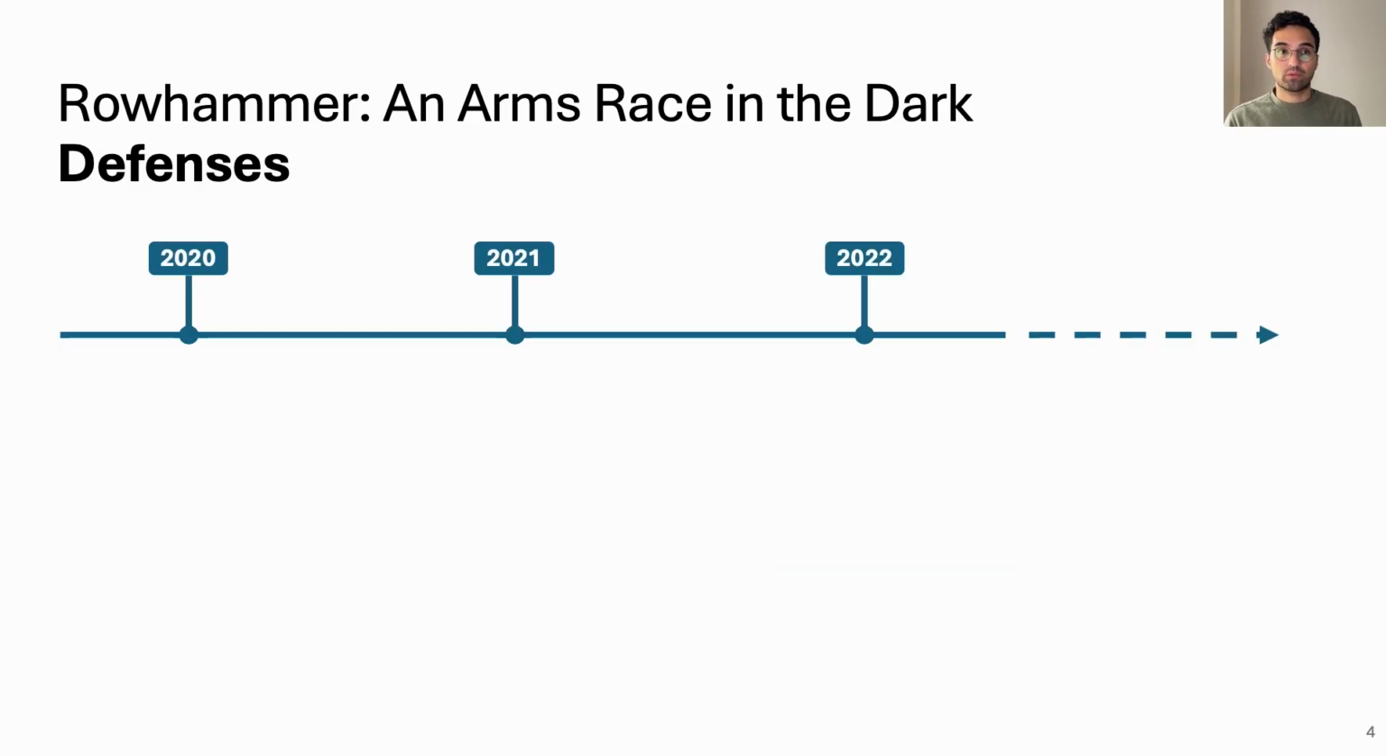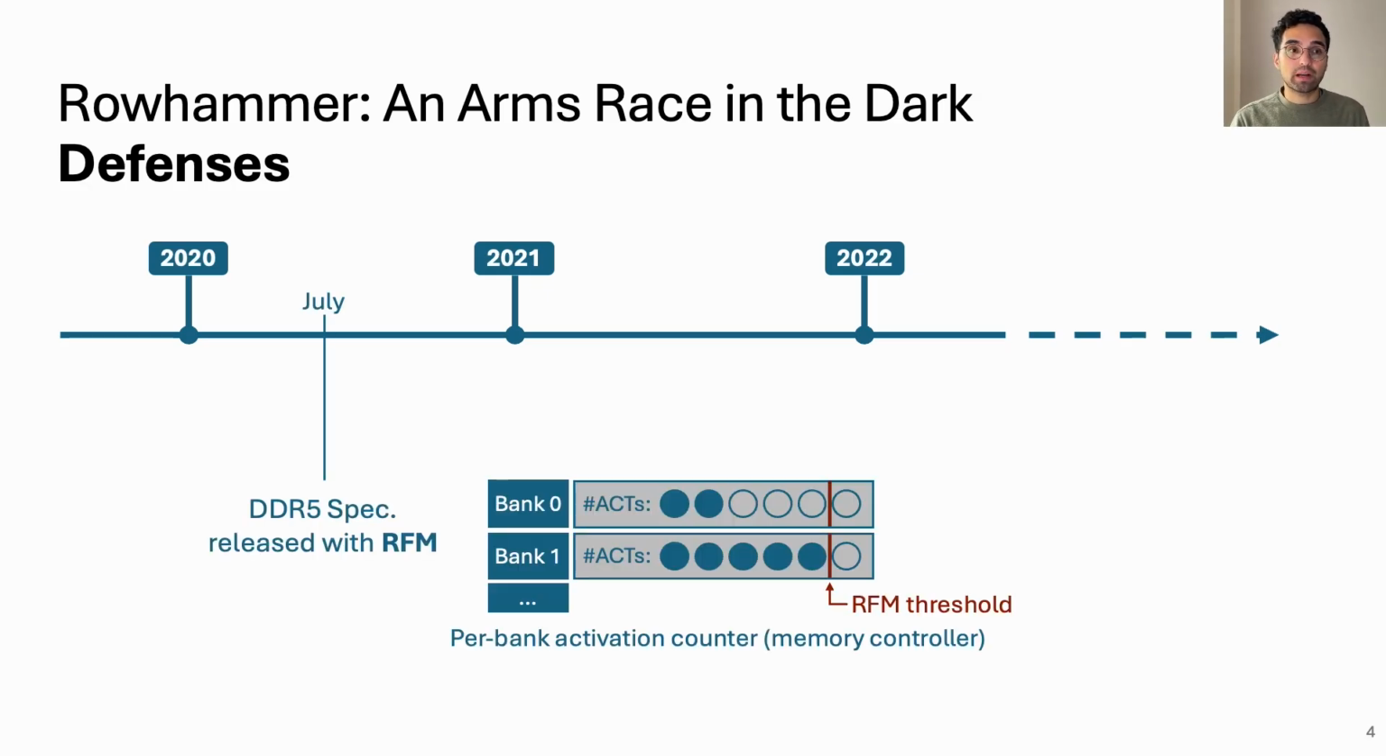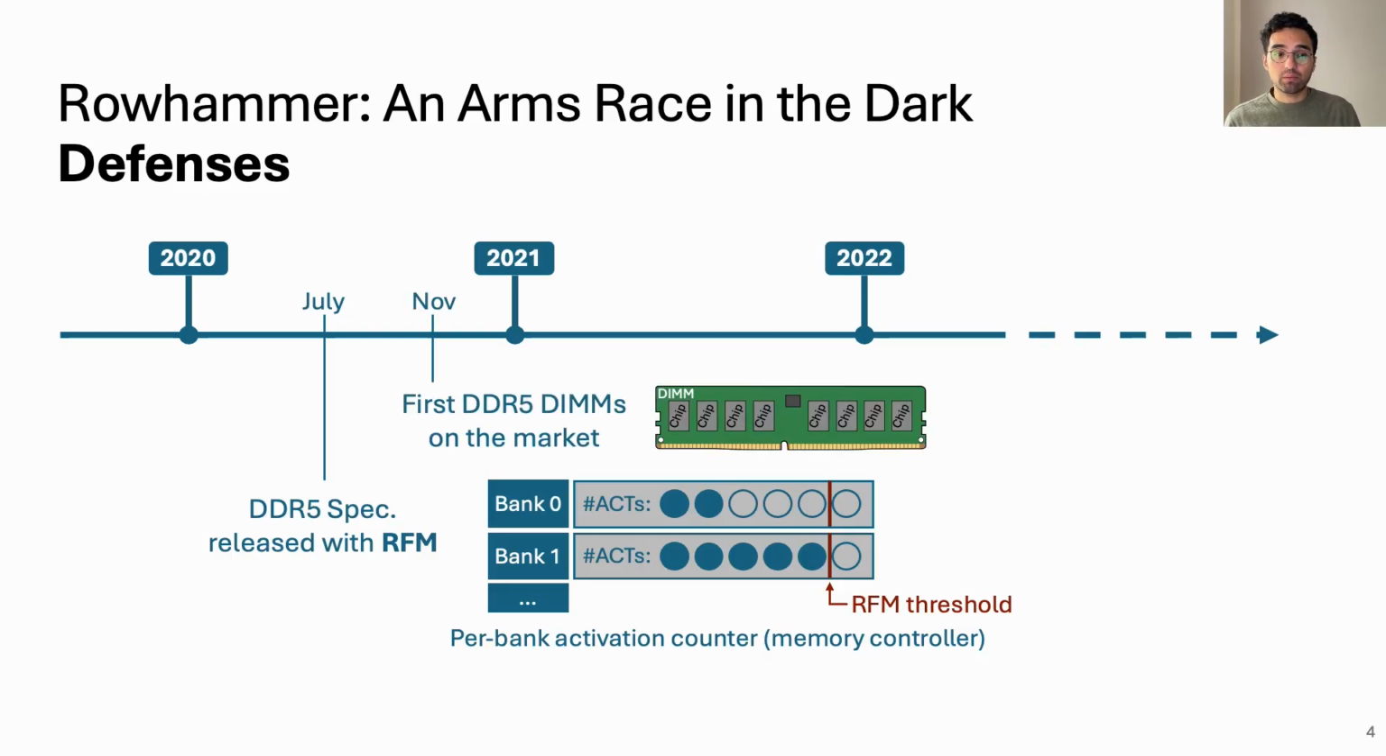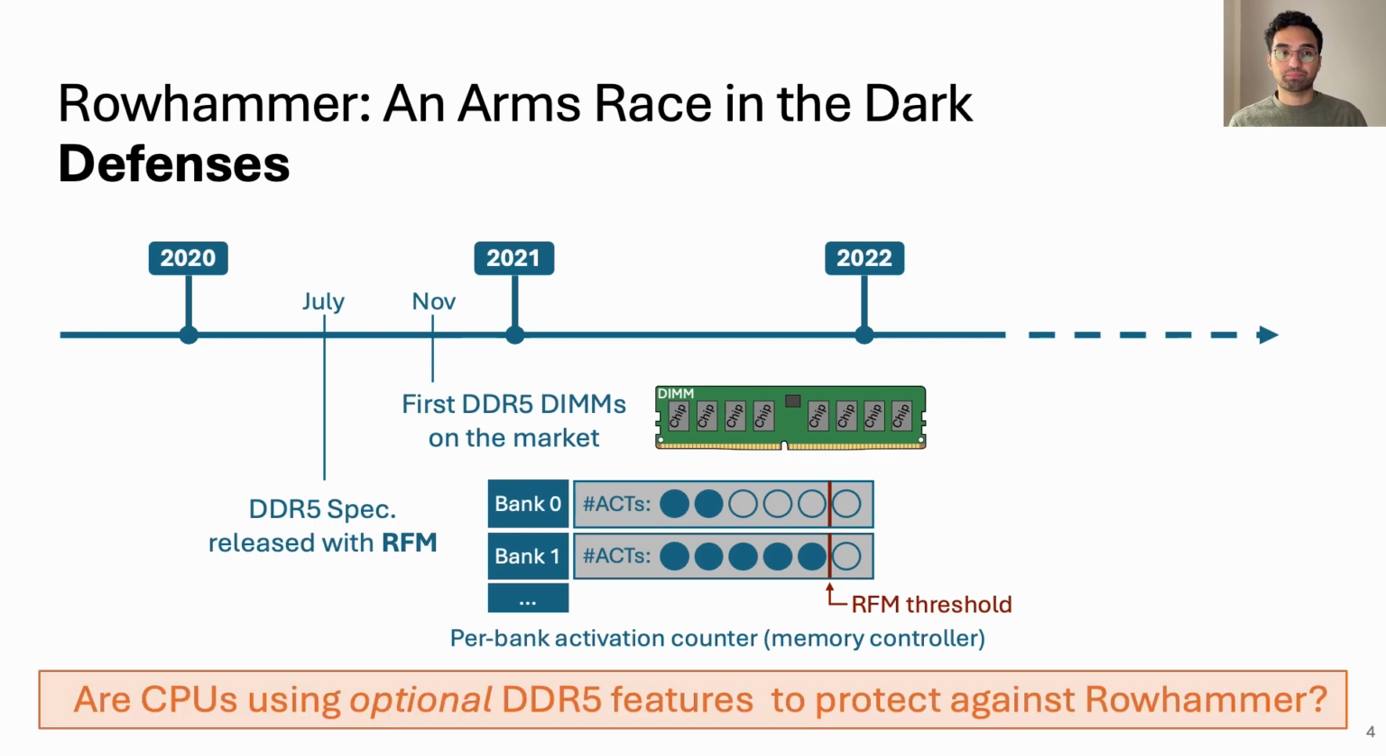On the other side of that race, we have improved defenses. For example, the RFM feature introduced with DDR5 that uses per-bank activation counters. Whenever a certain RFM threshold is reached, the memory controller sends RFM commands to decrease the counter. Given that DDR5 devices are already available since November 2020, it raises the question if they use these optional features at all.